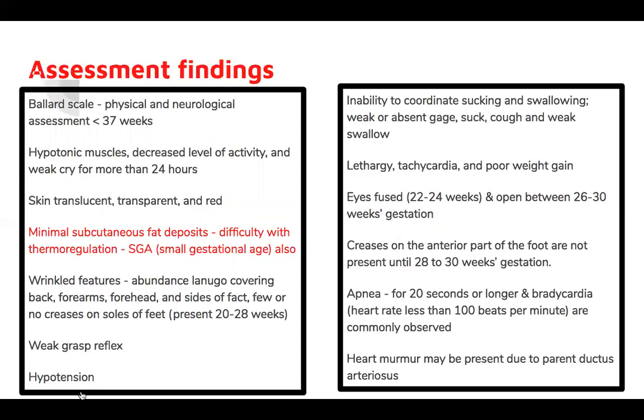Their skin is very thin, translucent. You can see the veins underneath. They are at increased risk for hypothermia. Really, their skin's at risk. You want to really make sure you're protecting that skin because it's so thin with breakdown. The preterm is going to have an abundance of lanugo on their skin.